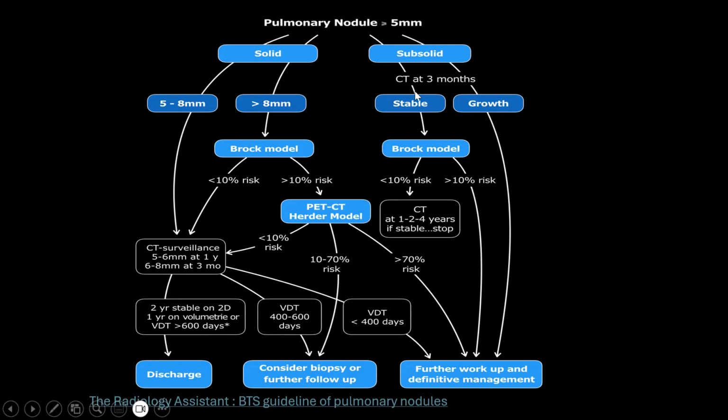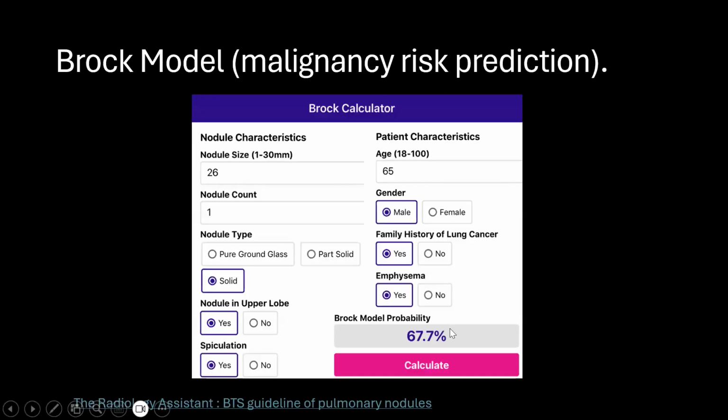But if it is subsolid, we also follow that. The only difference here is that we don't do PET-CT for subsolid nodules because, as you know, they're mainly ground glass. They wouldn't show any avidity. So we do the Brock model and follow from here. So that's a brief description. I know it's hard to cover the whole subject in a short session like this, but I hope this provides you with an idea of how we manage suspicious lung nodules and lung cancer.